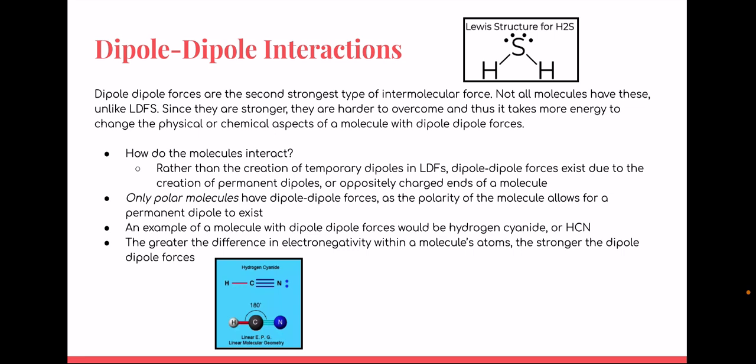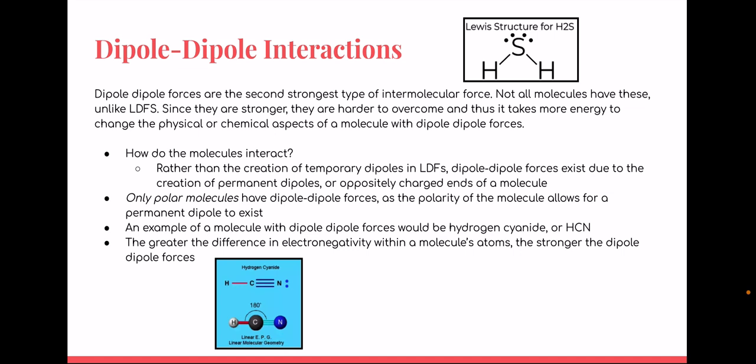Rather than the creation of temporary dipoles in LDFs, dipole-dipole forces exist due to the creation of permanent dipoles, or oppositely charged ends of a molecule. Only polar molecules have dipole-dipole forces, as the polarity of the molecule allows for a permanent dipole to exist. An example of a molecule with dipole-dipole forces would be hydrogen cyanide, or HCN.